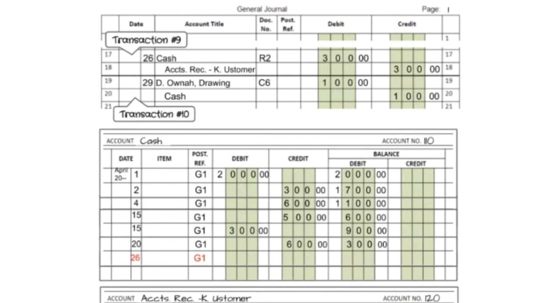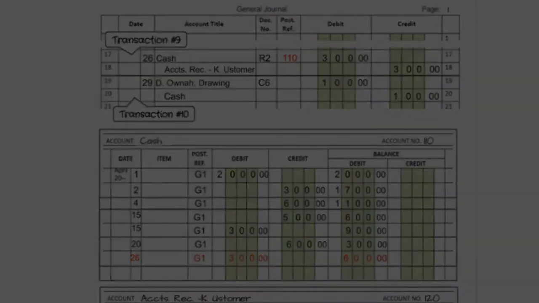So in cash, it's the 26th, G1. It's a debit of $300, which is the normal balance side, so we're increasing. 300 plus 300 is 600 for our account balance. Our account number 110 goes back up in the post-ref column.